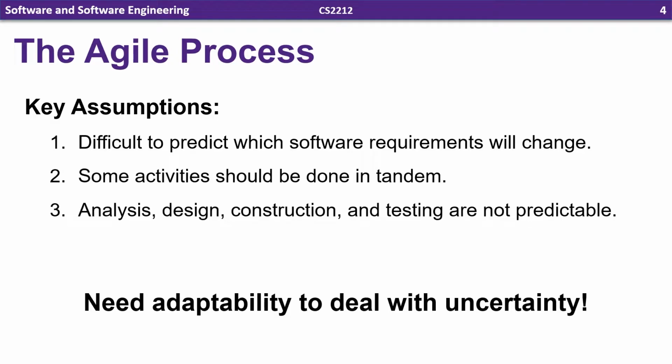So the Agile process is built on three key assumptions. And those are, it's difficult to predict which software requirements will change. So we may have a big list of software requirements that we gathered for the communication activity. And while we can make some educated guesses, it's hard to tell what's in the mind of the stakeholders, what requirements might change because the market changes, their needs change, or what might change because they might not be technically feasible.